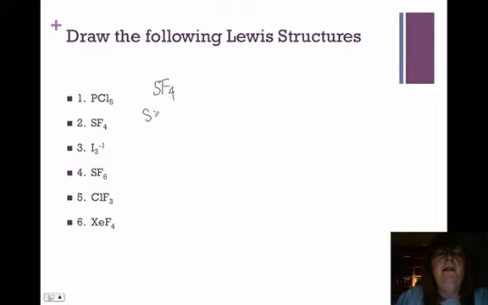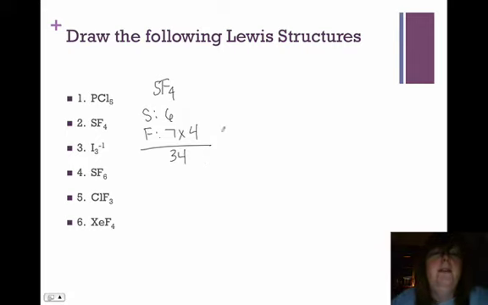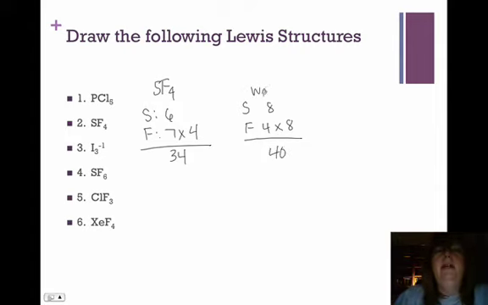Sulfur is in the same family as oxygen. It has 6 valence electrons. Fluorine has 7, and we have 4 of them. So we have a grand total of 34 valence electrons. Every atom, the sulfur would like 8, and the 4 fluorines would like 8. And so that gives us a total of 40. Okay, this is what we would want.